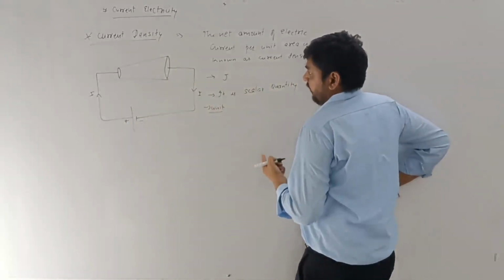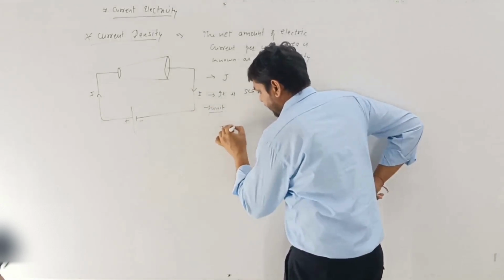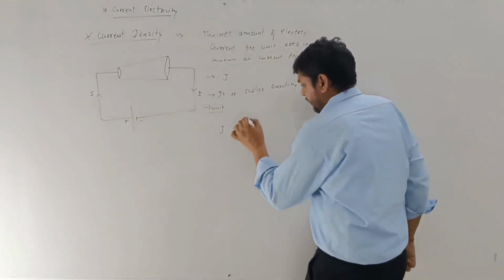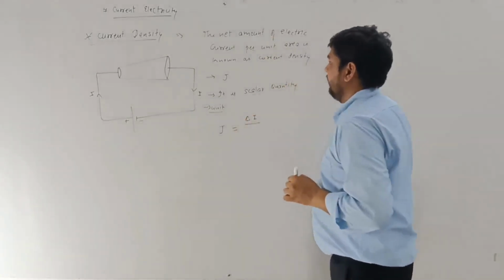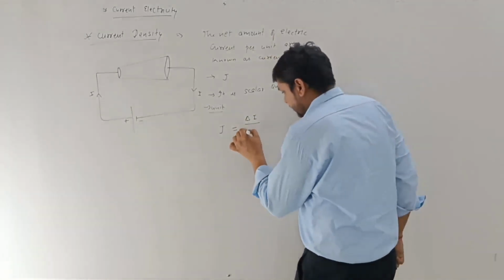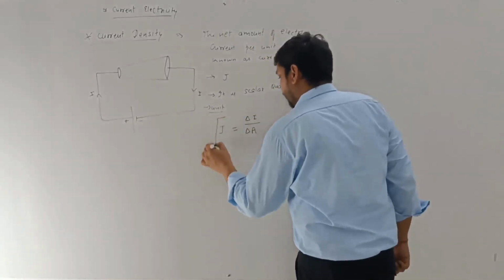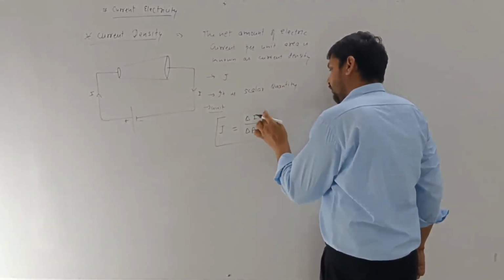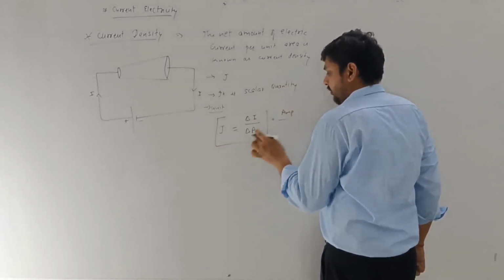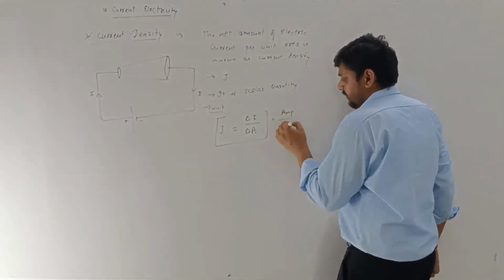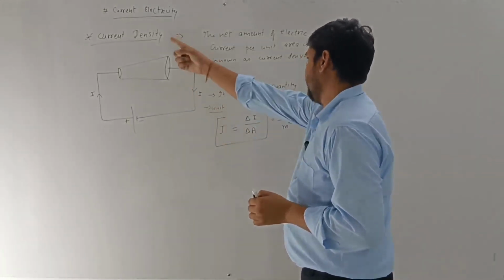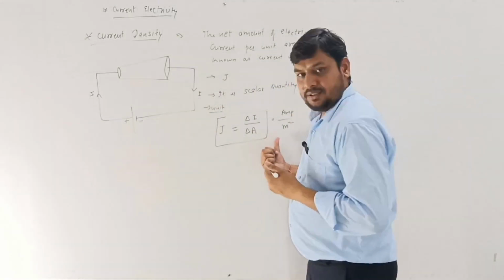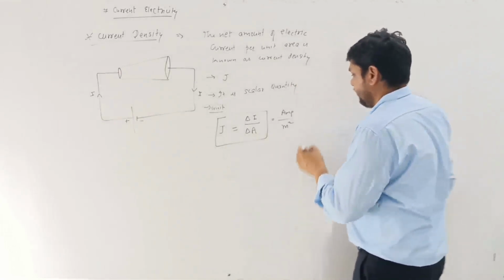from the definition of current density, J is equal to the total amount of electric current, consider this is delta I, and per unit area, consider this is delta A. Then the formula of current density is J equals delta I upon delta A. From here we know the unit of current is ampere. The unit of area is meter square. So the unit of current density is ampere per meter square. From here we also find the dimension formula of this. What is the dimension formula?